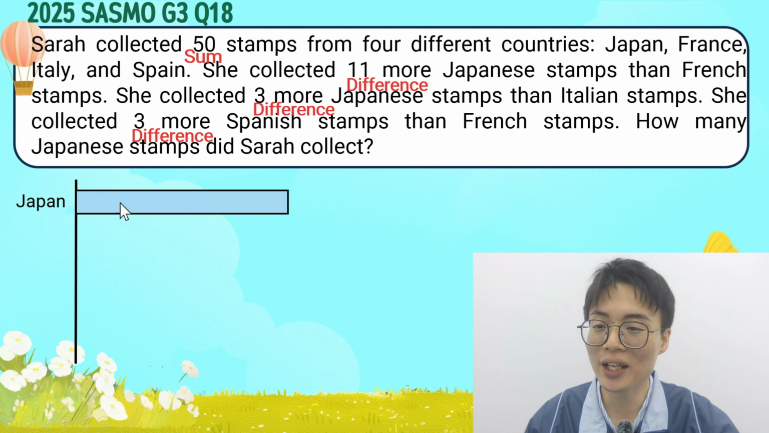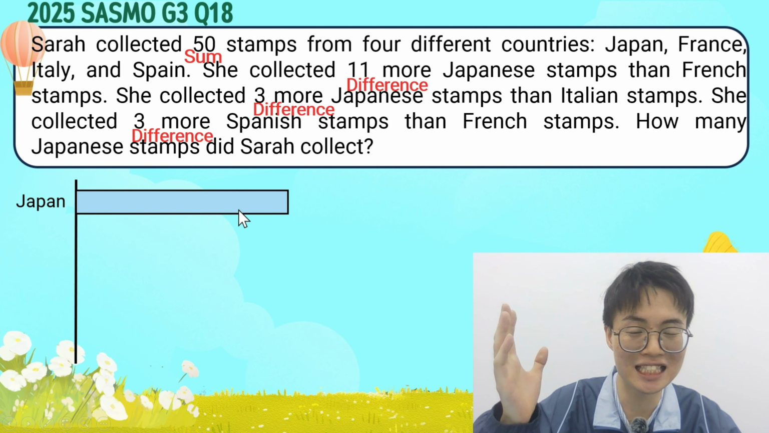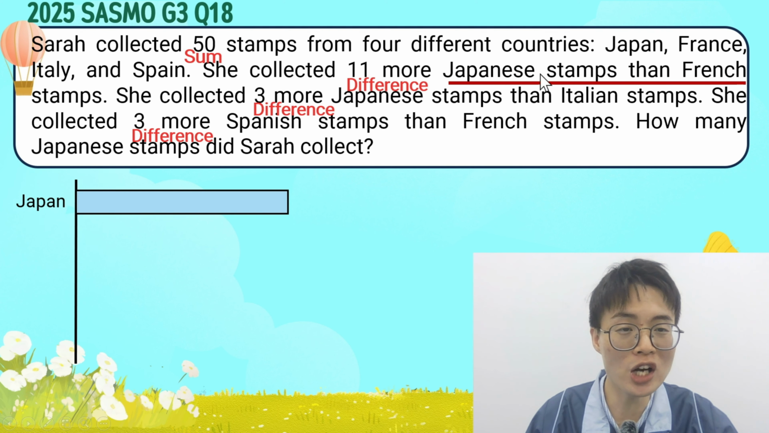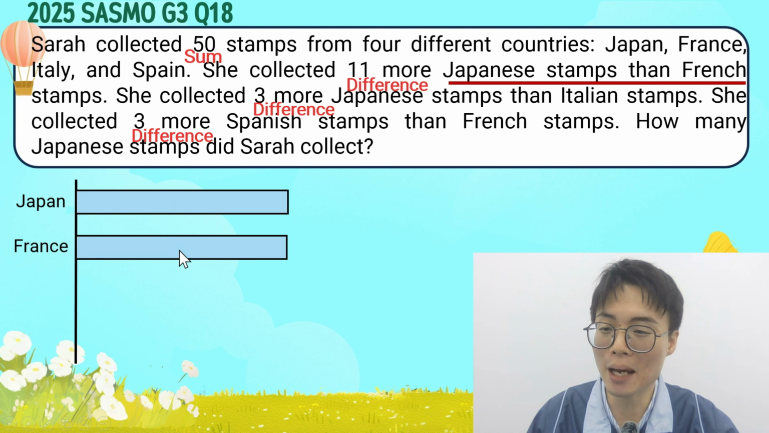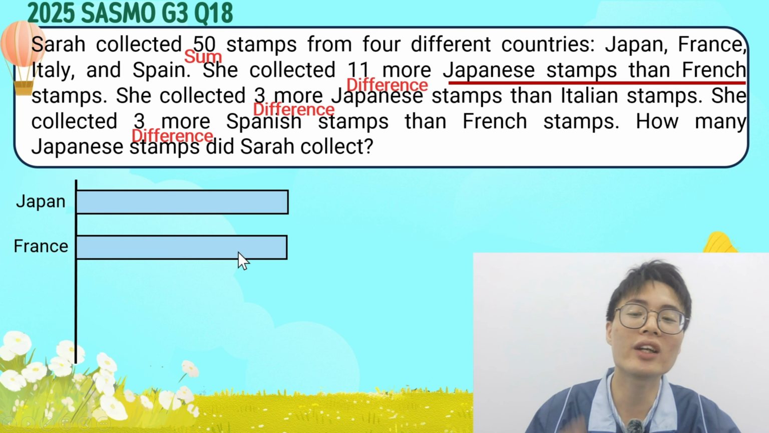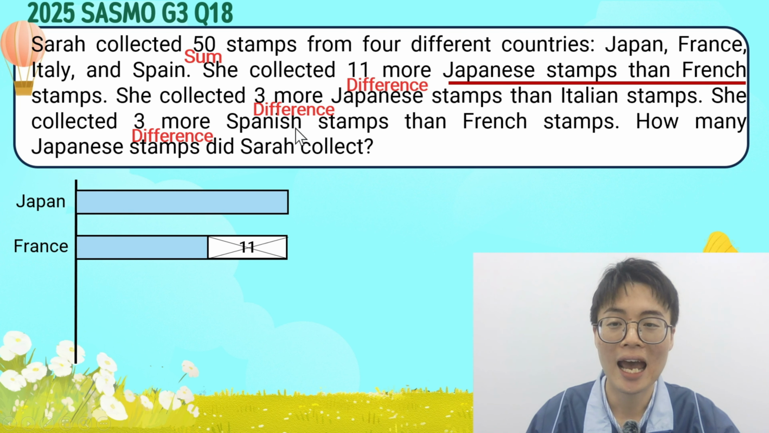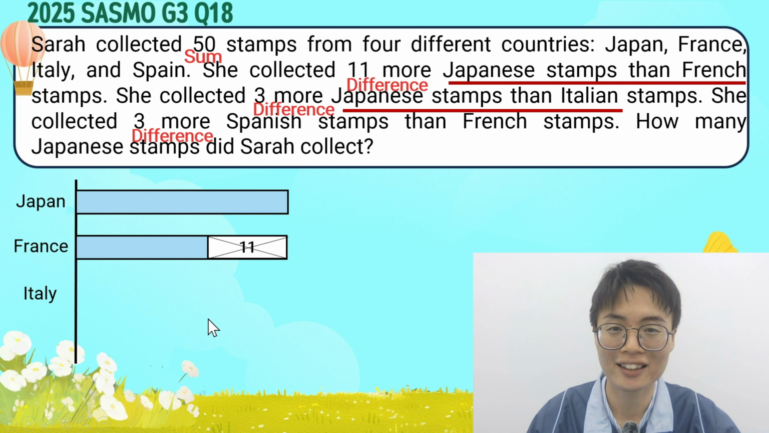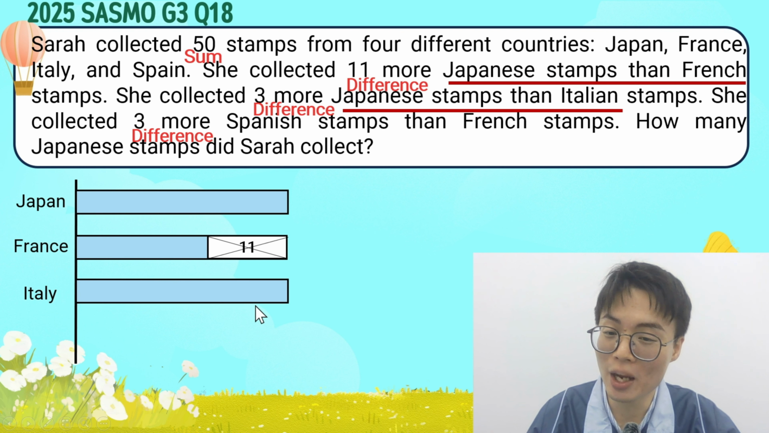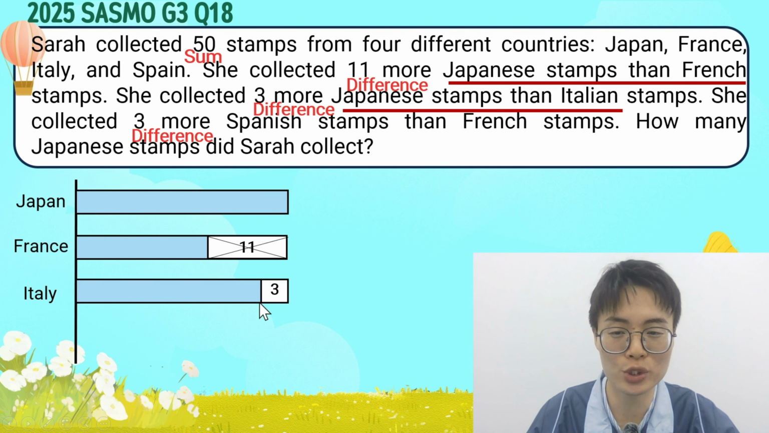For Japan, we can use this blue block to represent each stamp. And next, 11 more Japanese stamps than French stamps. So how to draw France? We can draw the same block as Japan first, but we need to remove 11 stamps here. And next, 3 more Japanese stamps than Italian stamps. So how to draw Italy? We can draw the same block as Japan first, but we need to remove 3 stamps here.